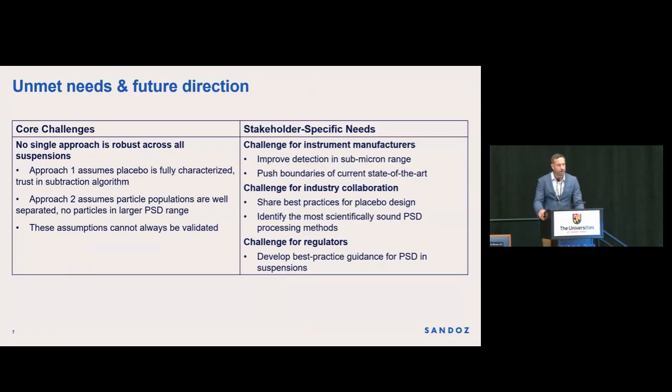Okay, I'm coming to an end. So basically, as I already explained, each of the approaches has some assumptions. For the placebo subtraction, you need to know the placebo composition. As a generic, we know it for our product, we assume it for the reference product, but let's say we can safely assume it. Still, there is a subtraction algorithm which needs to be considered.